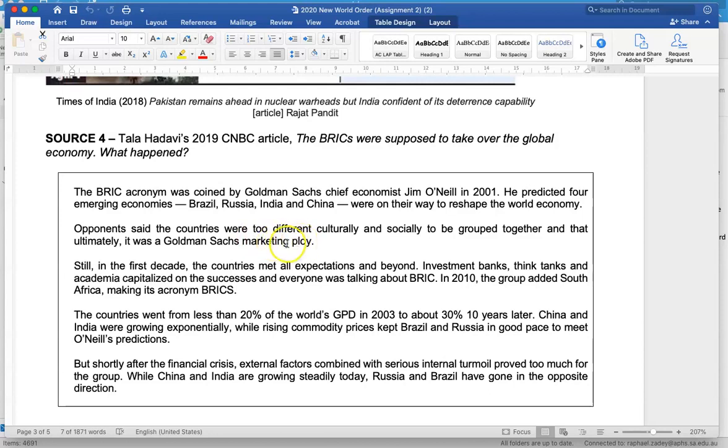Look at the document. It tells us basically that they were grouped together, that the whole idea of BRICS was a marketing ploy by an American commercial bank called Goldman Sachs. In the early days of the BRICS alliance, all the countries, now that's Brazil, Russia, India, China, and later South Africa, performed well.